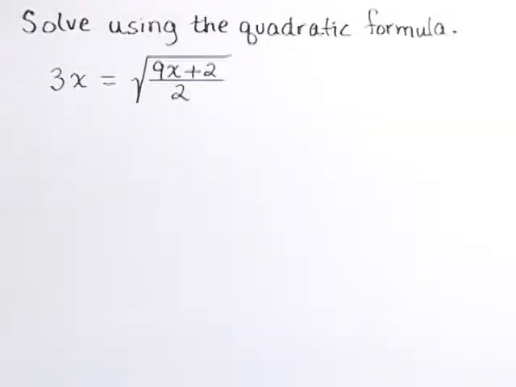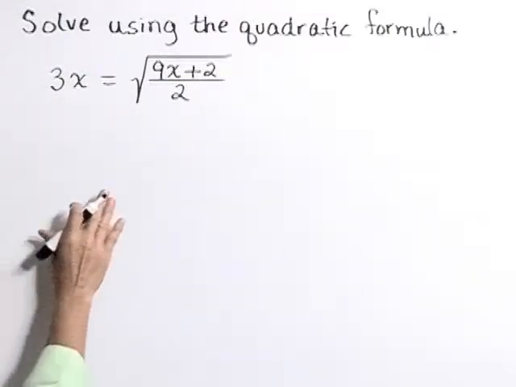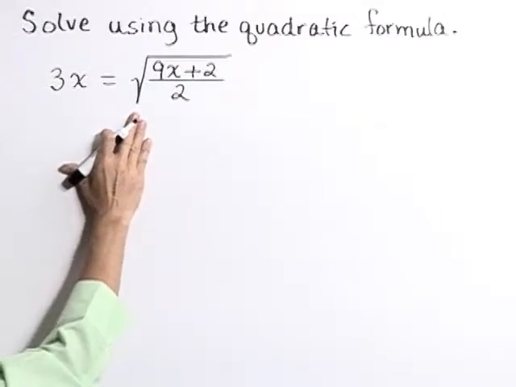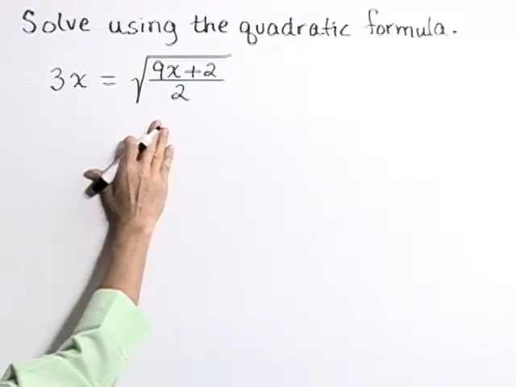Solve using the quadratic formula. The equation 3x is equal to the square root of (9x plus 2) all over 2. We're going to start by eliminating the radical. We'll do that by squaring both sides.